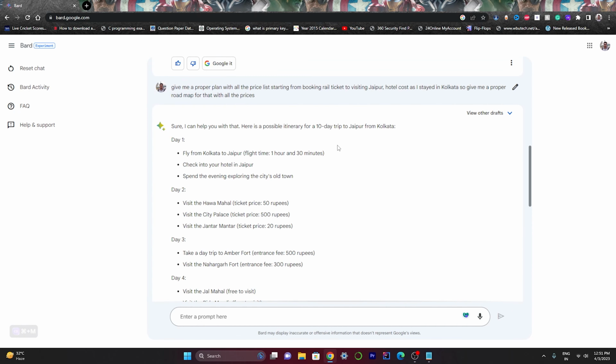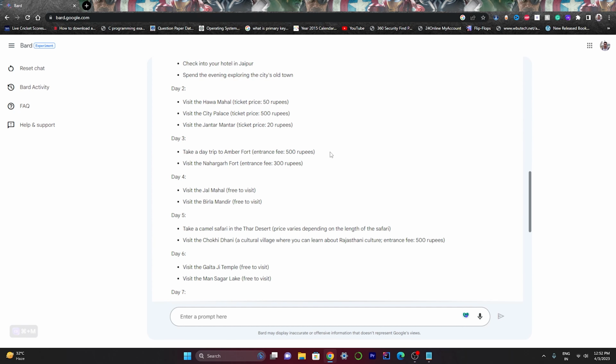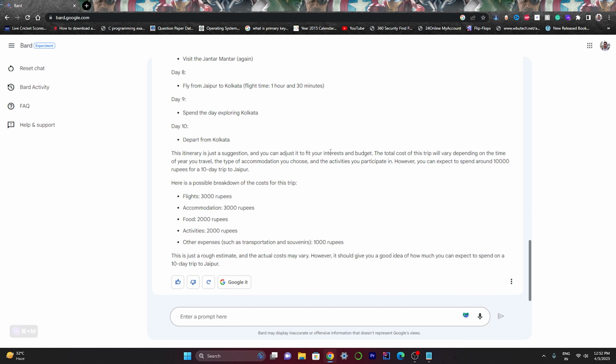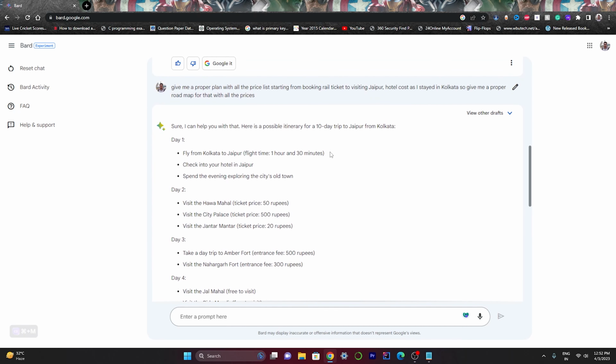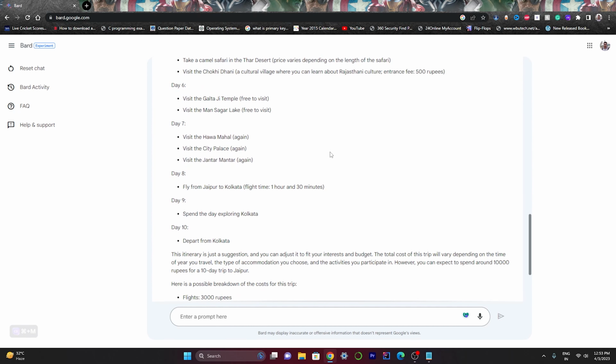As you can see here, it gives me the proper roadmap for how to go there and what are the places I can visit and what is the entry fee for those places, and it also gives me a rough idea of where I can spend my expenses like accommodation, food, activities and so on. That's really a good feature implemented by Google. If you want to travel to some places and don't know where to go or how to go there, then you can ask Google Bard for the proper roadmap, the expenses of hotels, food and visiting nearby places. So that's a thumbs up for Google Bard.